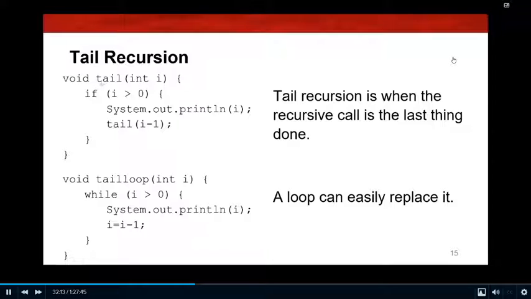So in this particular case, we have if something, blah, blah, right? Then if i is greater than 0, we print that i, and then we call tail of i minus 1. And that's the end of it. So the last thing that is being executed is the call to itself. It's the recursive call. So that's a tail recursive function. Why does it matter? Why do we care about defining this term, tail recursive?